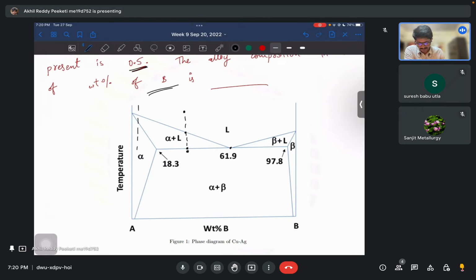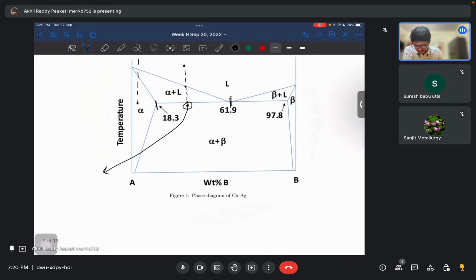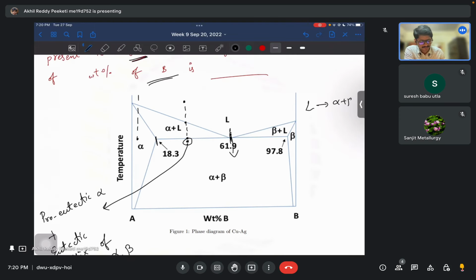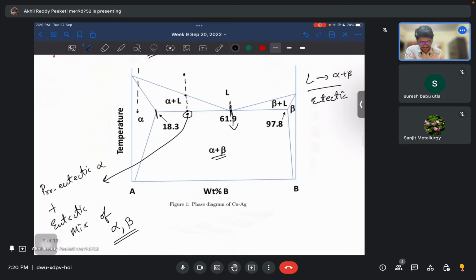Let's say if you are doing it here, the entire liquid converts into pure alpha phase, solid solution alpha phase. Only in this case, from here to here, you will have a pro-eutectic alpha and a eutectic mixture of alpha plus beta. So this point will have pro-eutectic alpha plus eutectic mix of alpha, beta. Okay. So at this point, basically liquid turns to alpha plus beta. So this is the eutectic point, and alpha plus beta is the eutectic mixture.